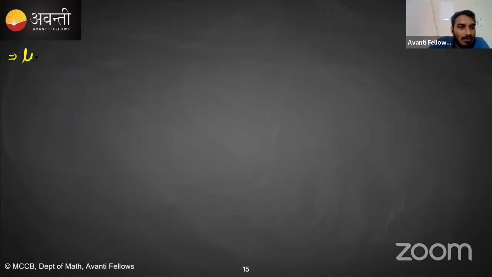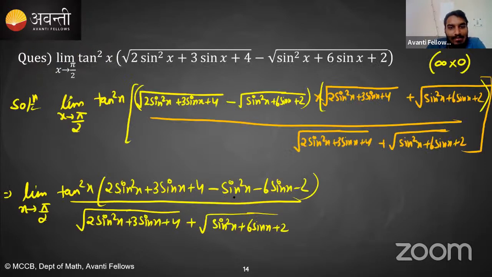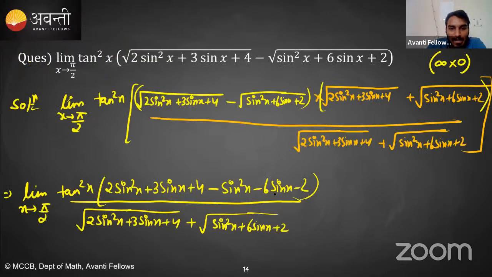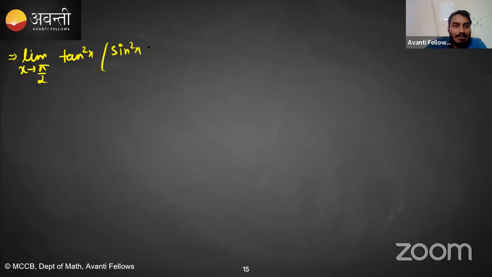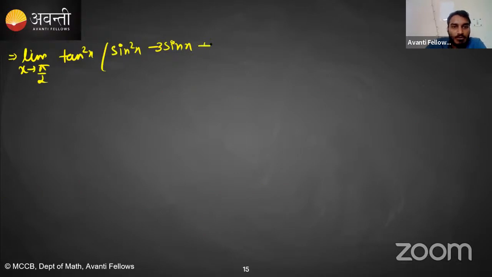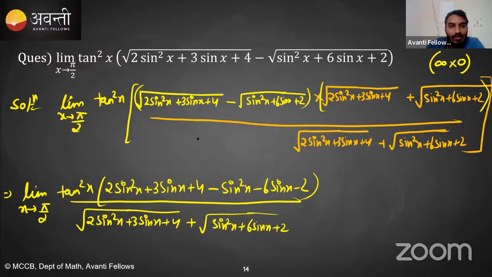So what is written is limit x tending towards pi by 2 of tan square x into (2 sin square x minus sin square x, 3 sin x minus 6 sin x, which is minus 3 sin x, 4 minus 2, which is plus 2), divided by... see students, since what is this limit?